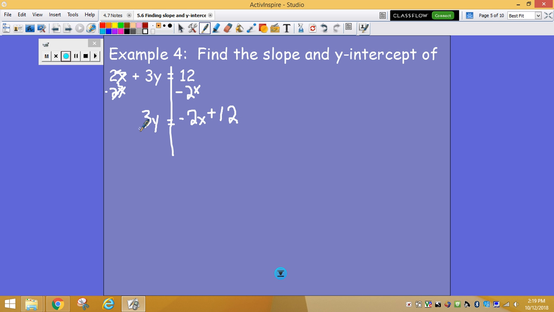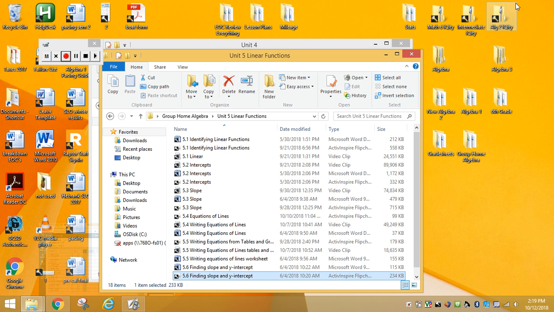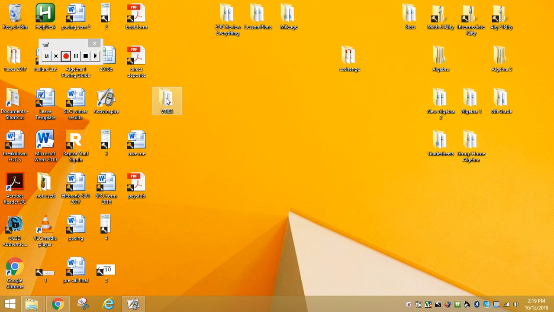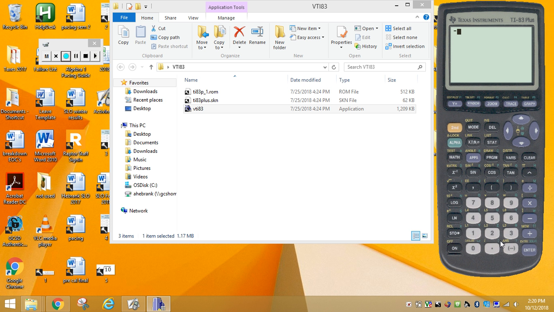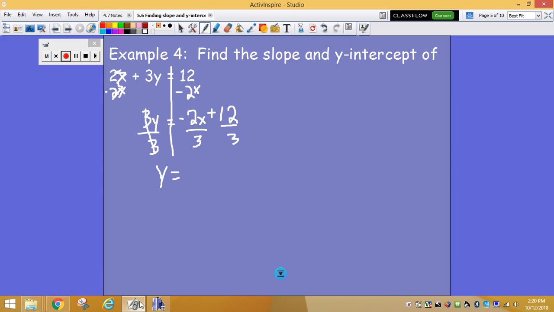Now, is y by itself? No, it still has a 3 with it. So I'm going to divide by 3, and you have to divide everything by 3. So y equals this -2 divided by 3. You should pull up your calculator. Let me just refresh you. So if I wanted to do -2 divided by 3, you get this decimal, change it to a fraction, and it's -2/3. So -2/3 x plus 12 divided by 3 is 4. So what's your slope? What's with the x? -2/3 is your slope. Your y-intercept is the number at the end, which is a +4.